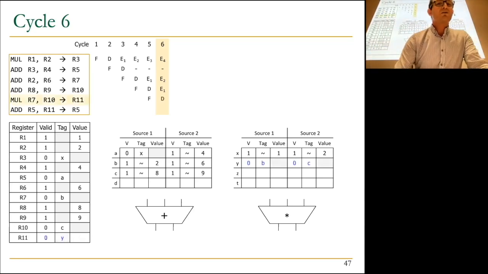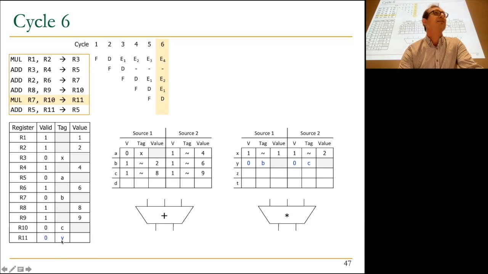Okay, so we decode this multiply. This multiply is interesting because neither of its sources are ready. So if you index the register file, R7 is not valid, but it's going to be produced by tag B. And R10 is not valid, but it's going to be produced by C. So neither of its sources are valid, so you cannot actually start executing it. And we rename R11 to Y, because that's the reservation station entry that's going to produce that value.